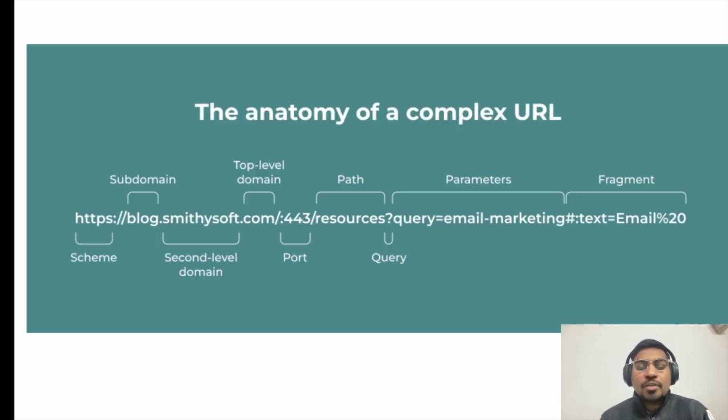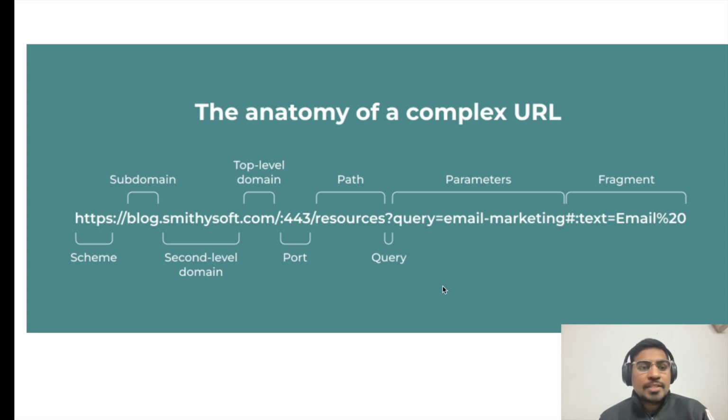Okay. If you're talking about the anatomy of a complex URL, basically why I'm emphasizing URL is because we are going to work on URLs. So we need to understand how exactly a URL works and what the key components of a URL are. In front of your screen, you can easily see there is https, blog.smithysoft.com and then some numbers, resources, question mark, query, email marketing, hash, text, email, percent 20. So this will be an address to locate some files inside the browser.